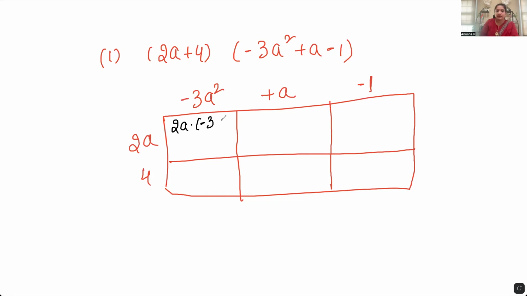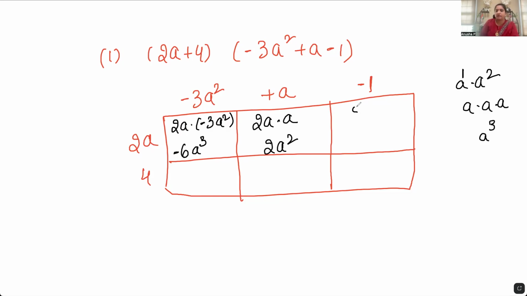2a times minus 3a². 2 times negative 3 is negative 6. A times a² is a to the power of 3. A times a², right? A times a times a. We have 3 a's, so it is a to the power of 3. Or we can simply add the exponents in multiplication. 1 plus 2 is 3. 2a times a is 2a². 2a times negative 1 is minus 2a.